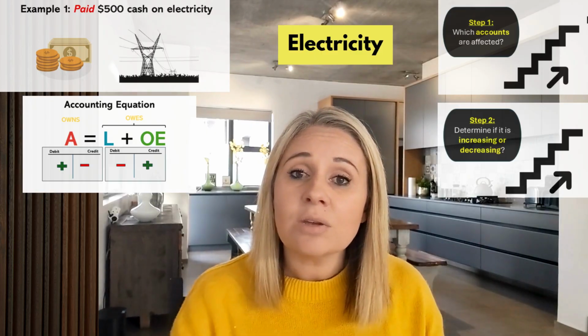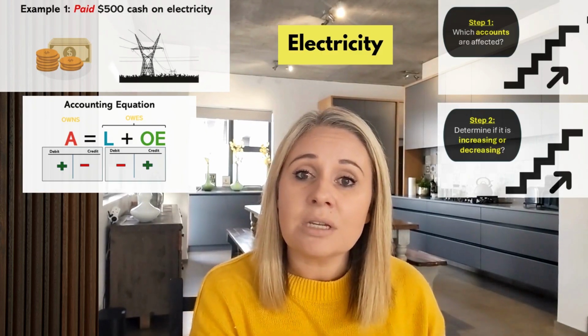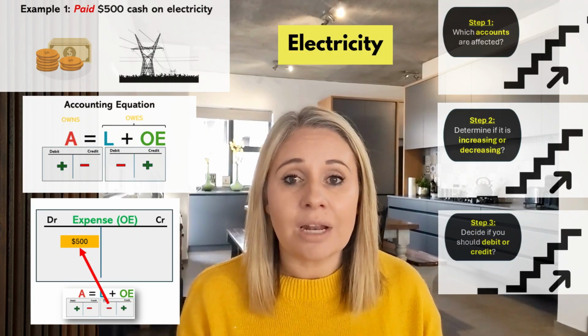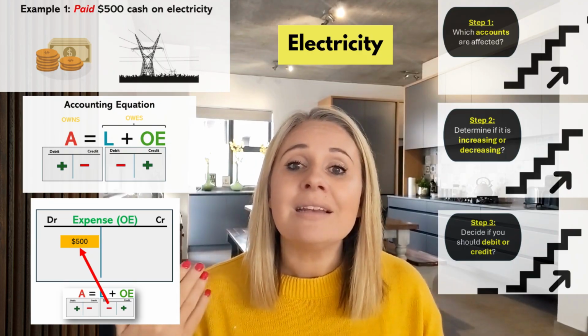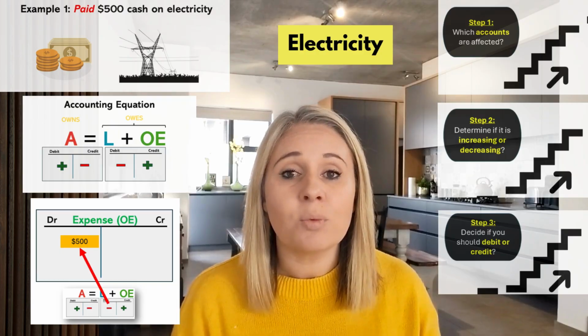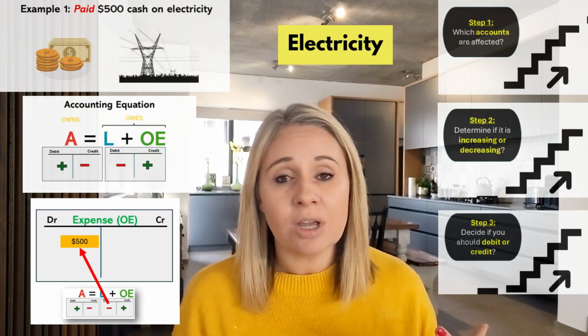On which side does owner's equity decrease? Owner's equity decreases on the debit side. So the electricity expense account will be debited with $500. We have the one leg of the entry. Remember we said there's always going to be double entry accounting. So for every debit, there should be a credit.